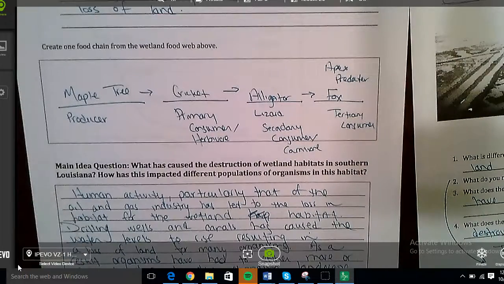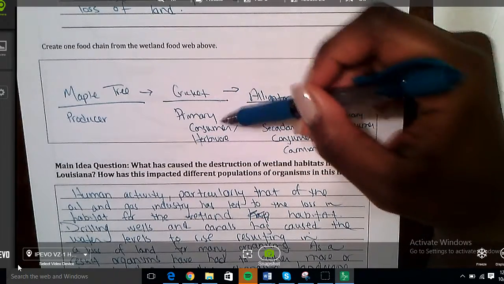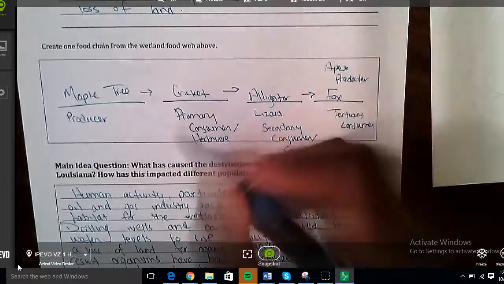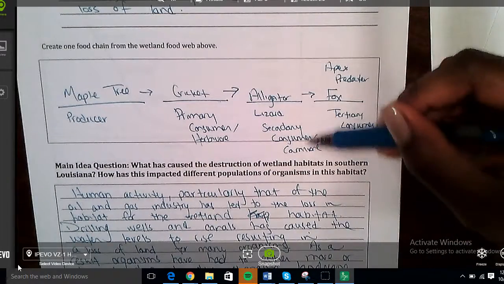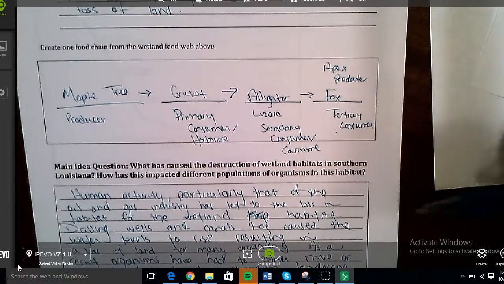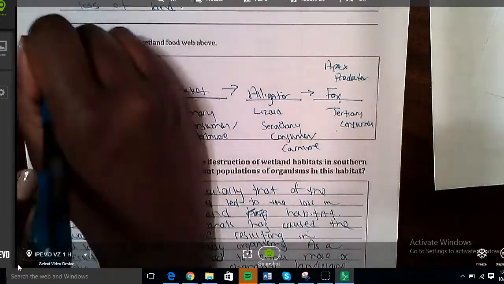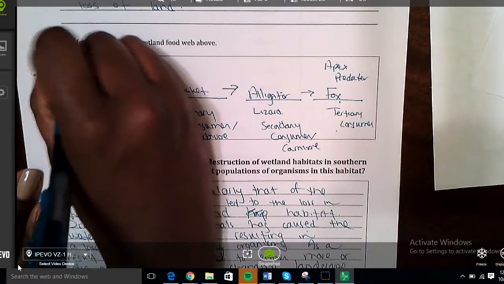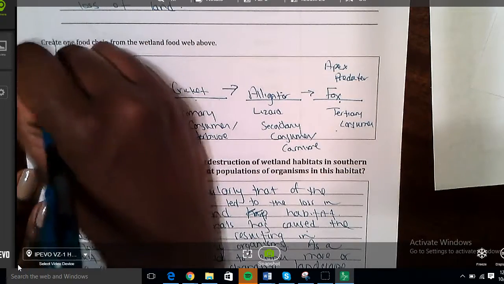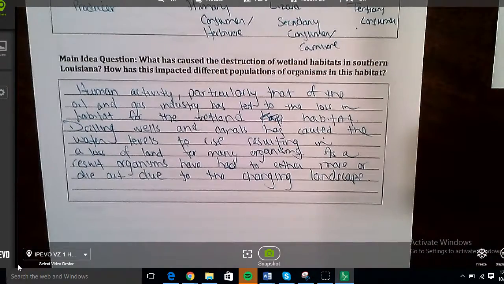The next one says create one food chain from the food web. So I've chosen the maple tree, which is a producer, the cricket, which is a primary consumer, herbivore, which gives energy to the alligator lizard, which is the secondary consumer, which gives energy to the fox, the apex predator, or tertiary consumer. Make sure whatever organism you label here, you put its role underneath. Don't forget to add sunlight, which is the source for the entire ecosystem, and we'll draw an arrow going to the producer.